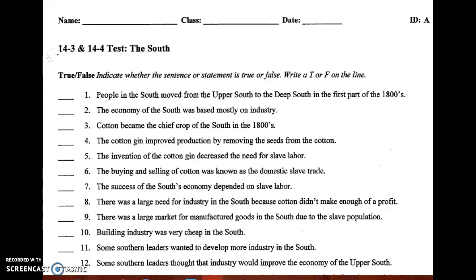Today you'll take your test for sections 14.3 and 14.4 in Social Studies. Be sure to put your name, class period, and date at the top of the page. The first section is true or false. Please write your T and F as capitals so that they're easier to identify. Number 1. People in the South moved from Upper South to the Deep South in the first part of the 1800s.